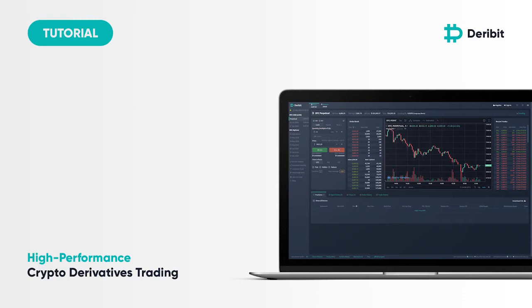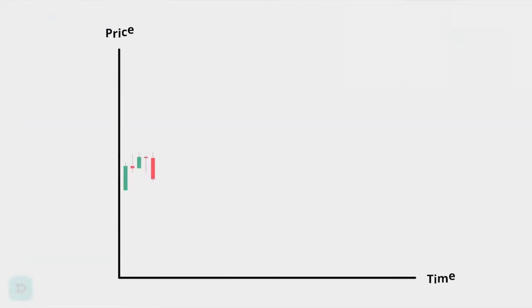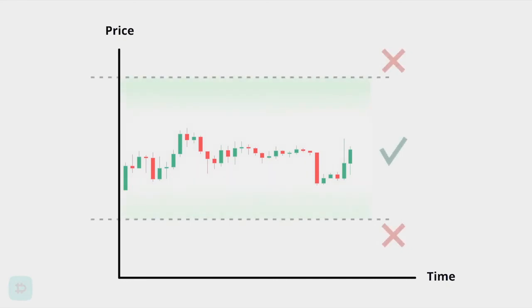Hello and welcome everyone. This is a brief video guide on how the trading bandwidth limits operate on Deribit. Deribit operates with trading bandwidth limits in place on all of our instruments.